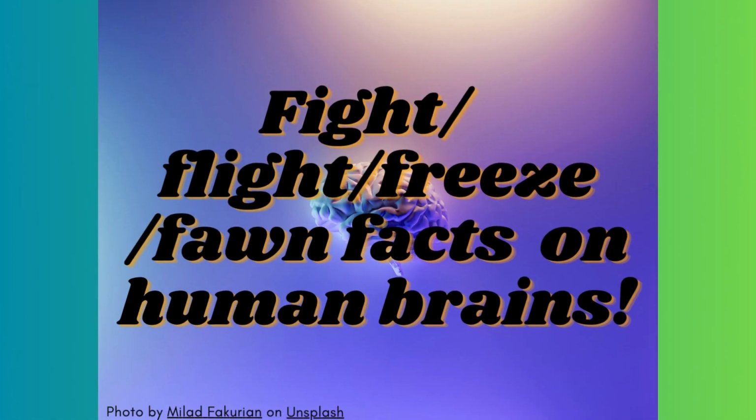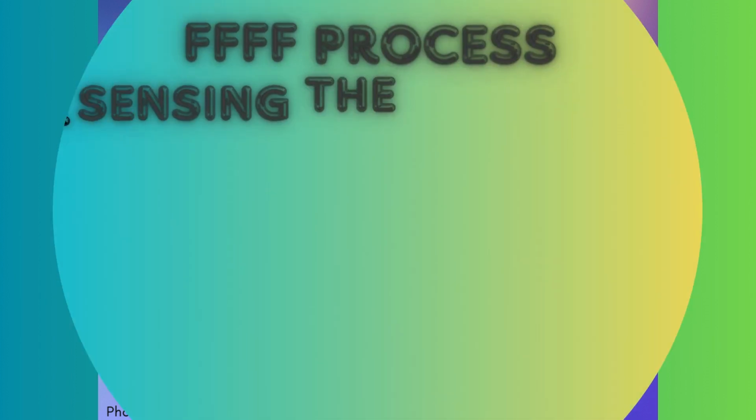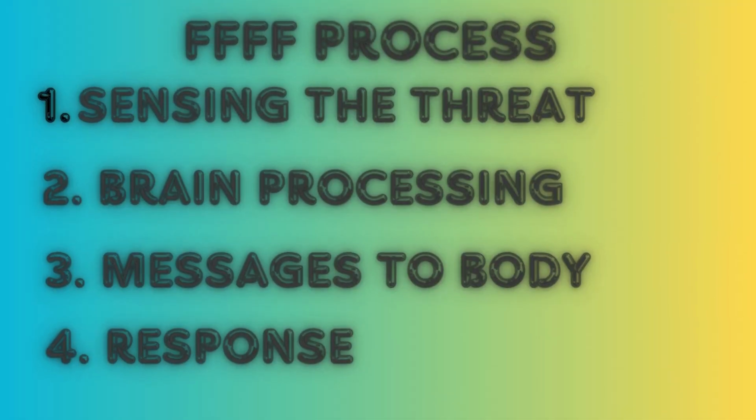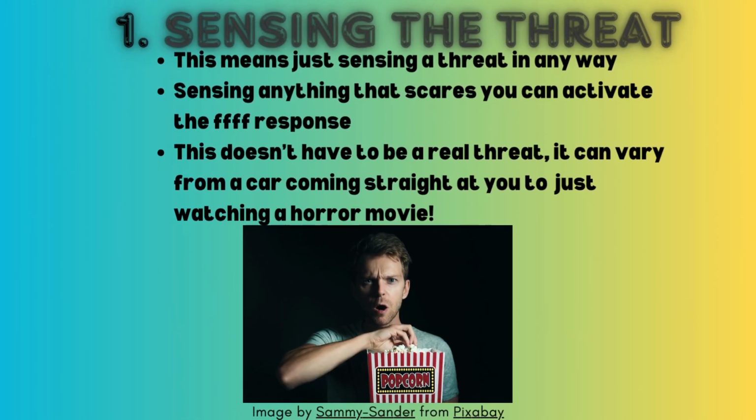Now we will explore the fight, flight, freeze, or fawn physical process in human brains. There are 4 major parts of the physical process: sensing the threat, brain processing, the messages to the body, and the response. First is sensing the threat. This just means sensing a threat in any way. It can be anything that scares you, from a car coming straight towards you to just watching a horror movie.